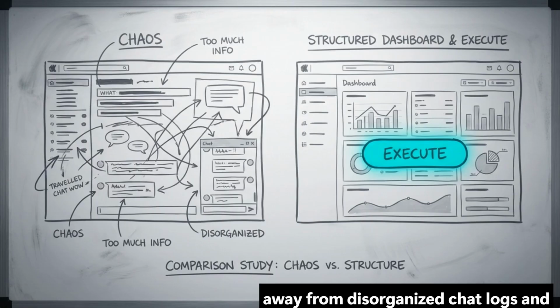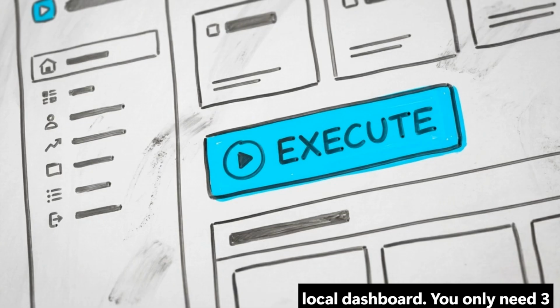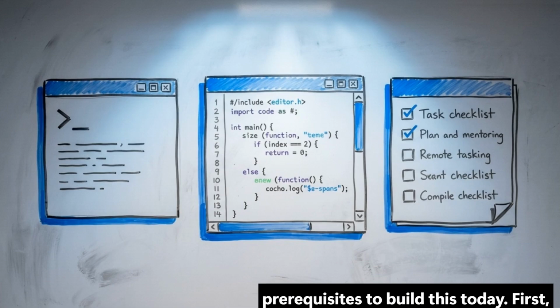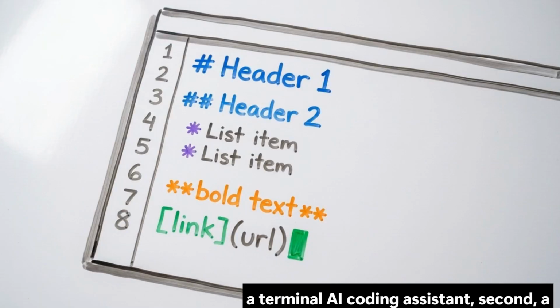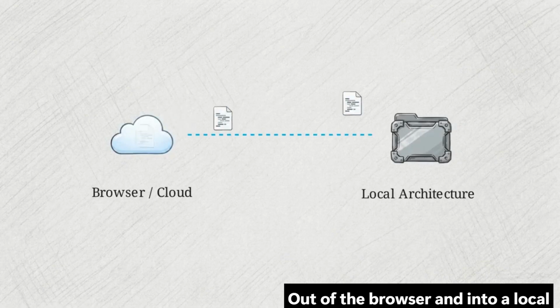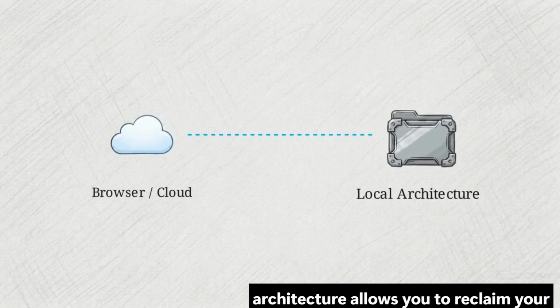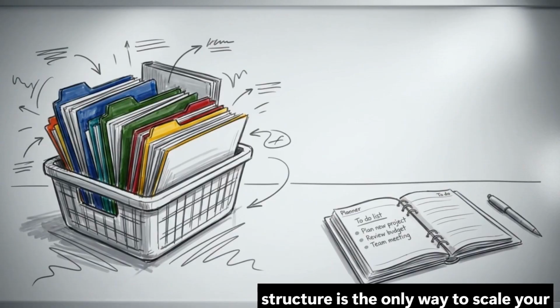We are moving away from disorganized chat logs and building a structured environment that automates your work through a unified, local dashboard. You only need 3 prerequisites to build this today. First, a terminal AI coding assistant. Second, a standard text editor. And third, your daily repetitive tasks. Moving your workflow out of the browser and into a local architecture allows you to reclaim your time and secure your client data. This structure is the only way to scale your output without increasing your workload.